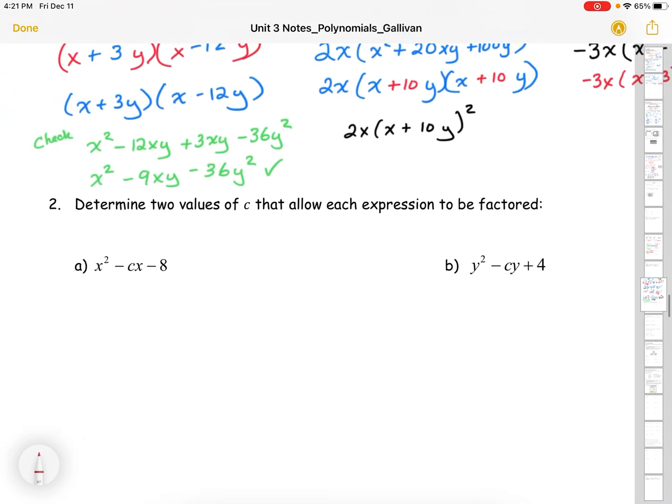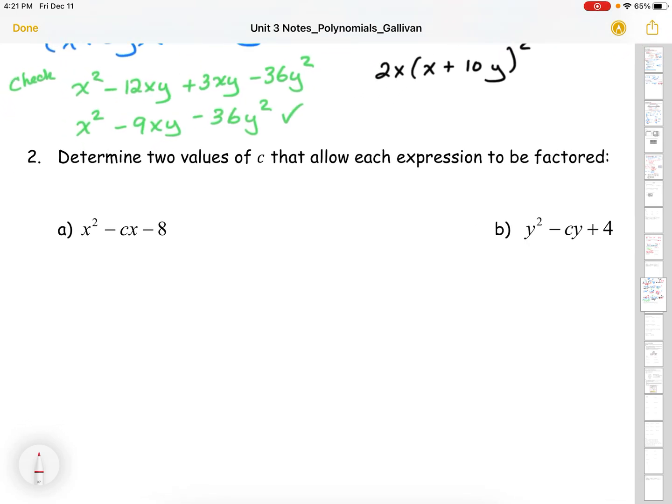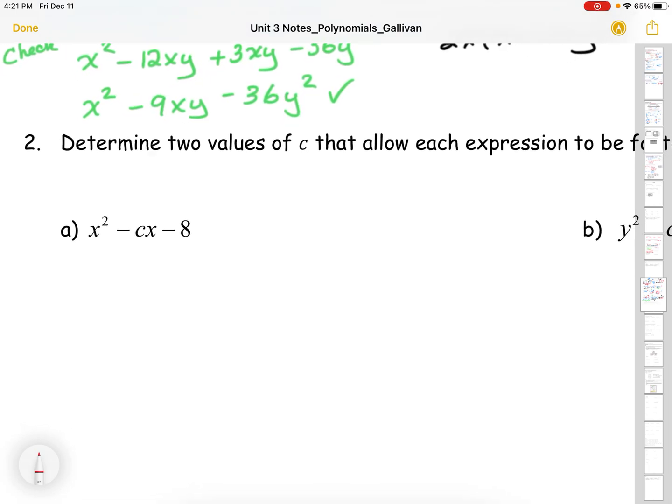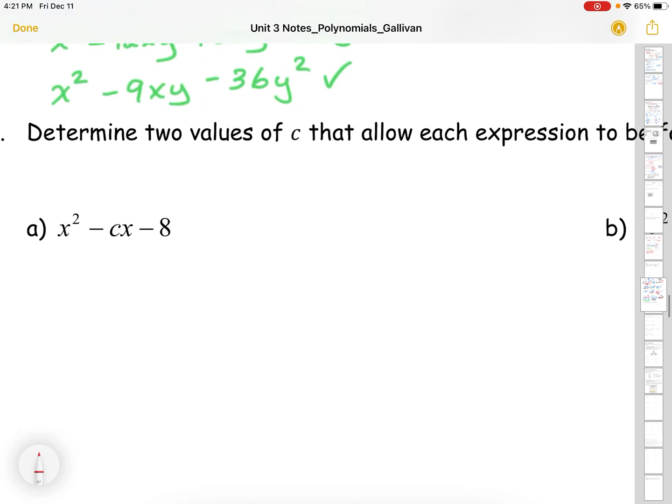Alrighty, determine two values of C that allow each expression to be factored. What? Well, now we're playing around with possibilities, right? So multiple possibilities. So what we're going to do for this is we're going to think about factors of -8 and what they would give us as answers. So I could have -2 times 4, right? So if that is what I have and I added them, -2 plus 4 would be +2.